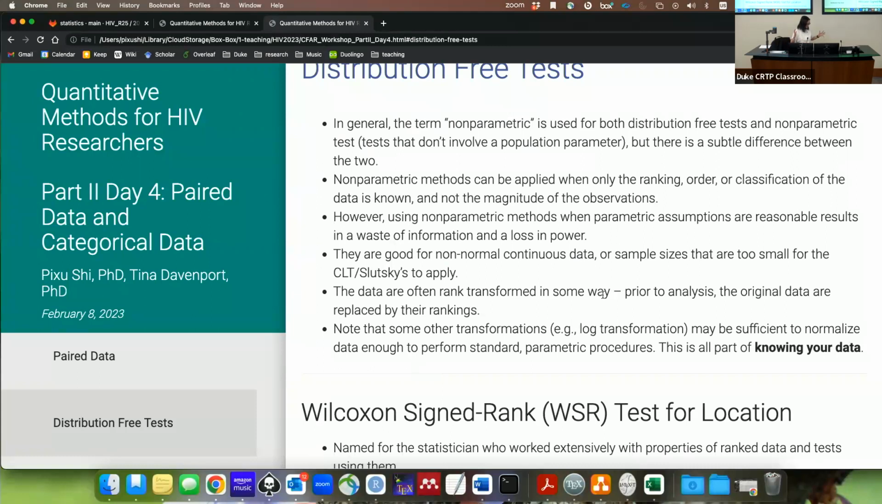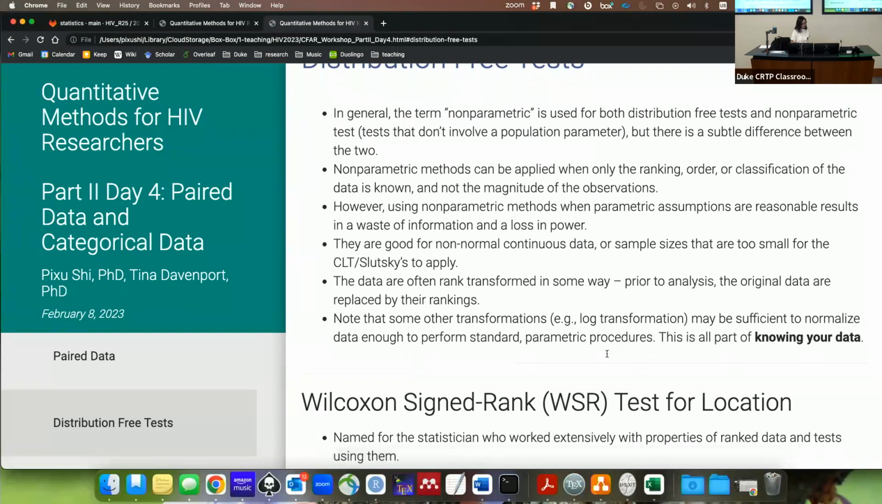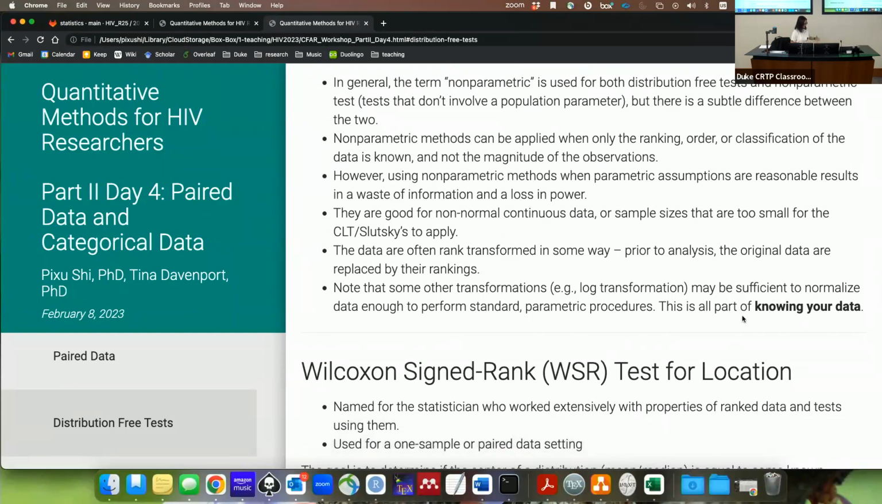And sometimes when your data distribution is not normal, it doesn't mean that non-normal immediately takes you to the non-parametric test. You can first try to do some transformation of the data and see if you can make it normal. And if you cannot, then come to the non-parametric test. So knowing your data, knowing whether it's ordinal data, categorical data, continuous data, looking at the distribution of the data, and seeing if you can transform it, those are the things that you need to do before you choose the test.